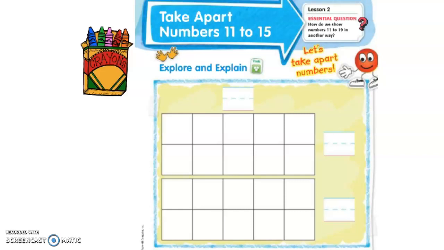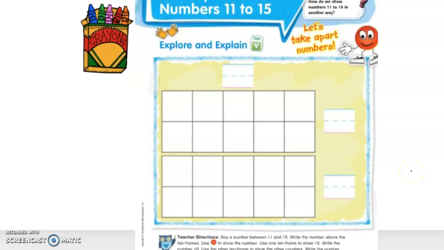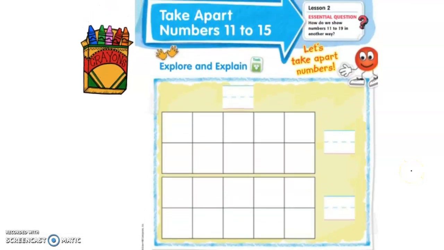Yesterday we started our new chapter of composing and decomposing numbers 11 through 19. So yesterday we made numbers 11 through 15. Now today we're going to take them apart. So when we take apart, we start with our big number. Let's get on this page in our book, page 449, and let's get started.